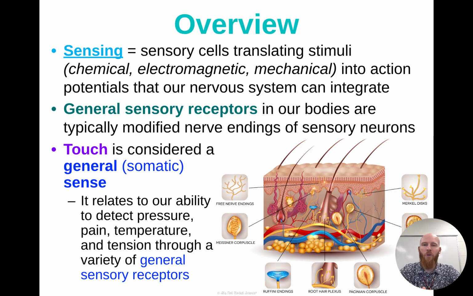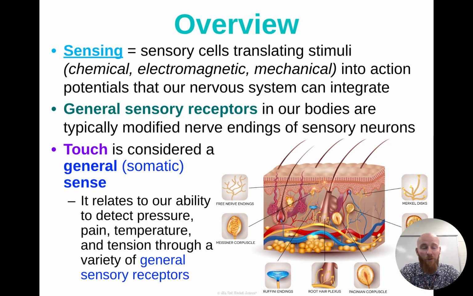Now, whenever we use the word sense or sensing, what we're talking about is the fact that we have sensory cells that are able to translate different environmental stimuli. This stimuli could be chemical, electromagnetic, or mechanical. Based off the need to survive and thrive within its environments, your body has different types of receptors specific to these stimuli, and we can translate these into action potentials that our nervous system can then integrate and respond to.